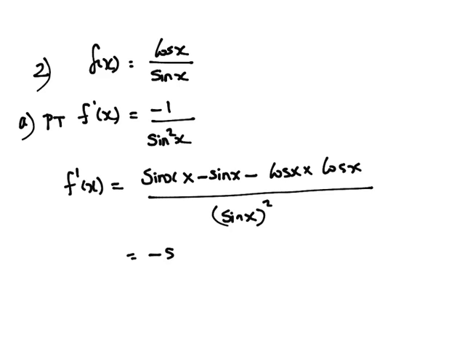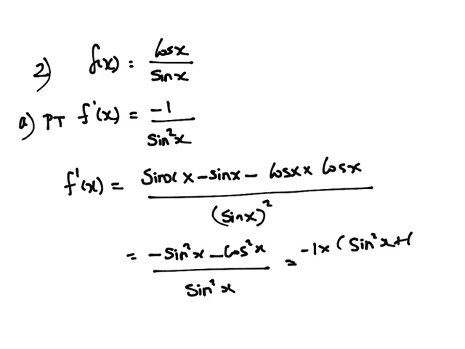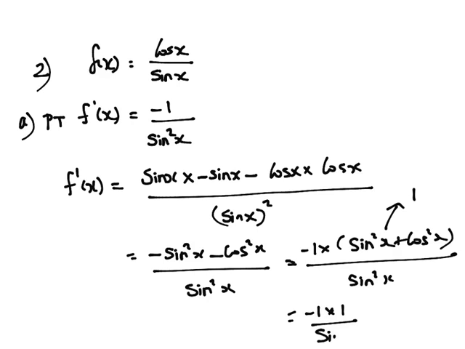So we'll get minus sin square x minus cos square x by sin square x, which is nothing but minus 1 times sin square x plus cos square x by sin square x. Now we know that this is equal to 1. So minus 1 times 1 by sin square x. So minus 1 upon sin square x. So hence proved, right? So it's a very, very simple problem. Now the second part is B: find f double dash of x.